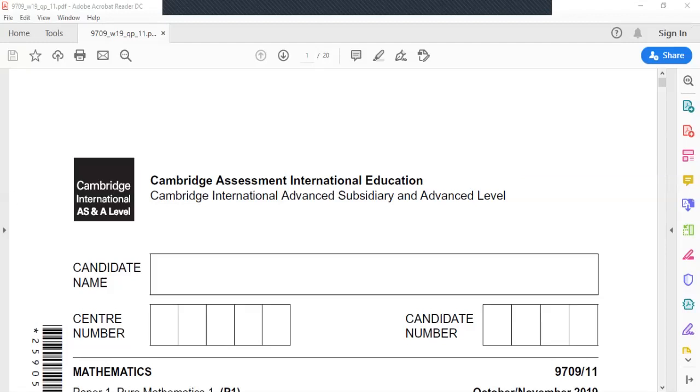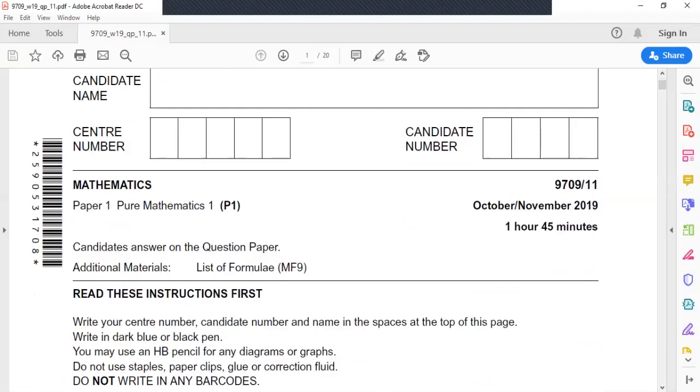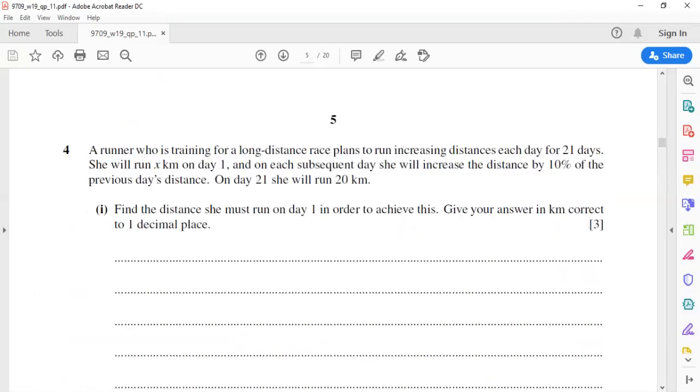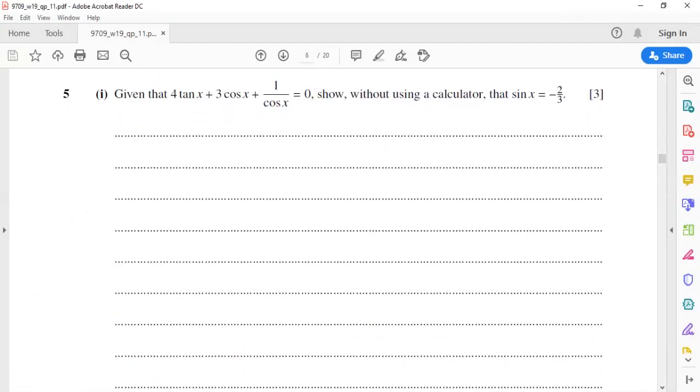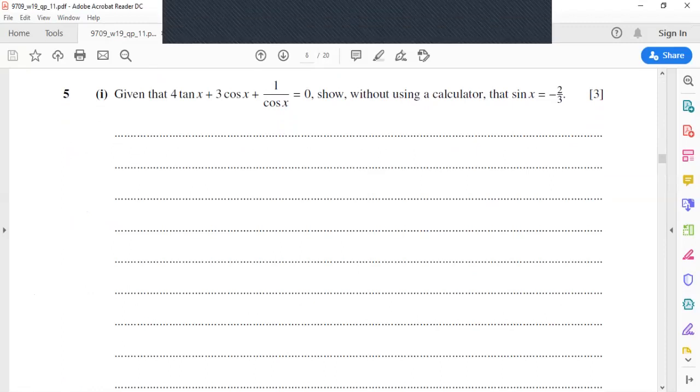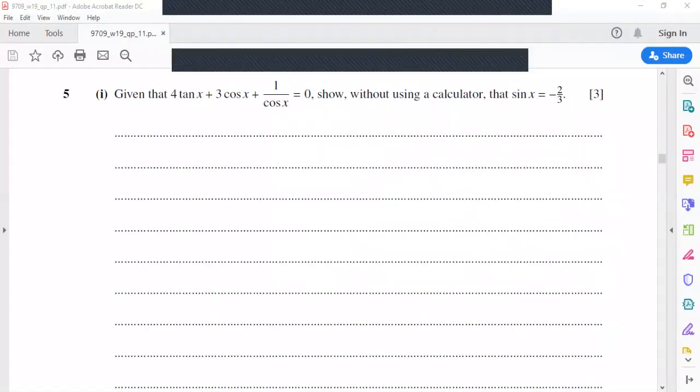Now we are going to discuss the next 4 questions of the past paper, October-November 2019, paper 1-1. We have already discussed the first 4 questions, so let's go for question 5 till question number 8. Here is question number 5, in which he is asking us that given that 4 tan x plus 3 cos x plus 1 over cos x equals 0, without using a calculator, show that sin x is equal to minus 2 over 3.